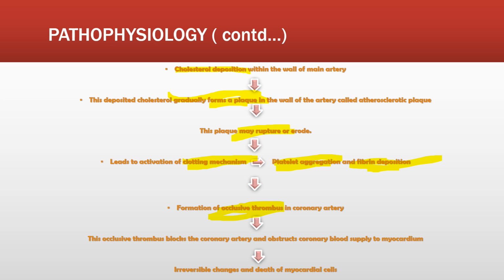And this thrombus blocks, mind it, this word is very important, blocks the coronary artery and obstructs the coronary blood flow. It means your oxygenated blood is not going to the myocardium. And when this is happening for some time inside the heart, myocardium, there is irreversible change. What do you mean by irreversible? That it cannot come back. It cannot be normal again. And the myocytes or the myocardial cells, they become dead. They die.